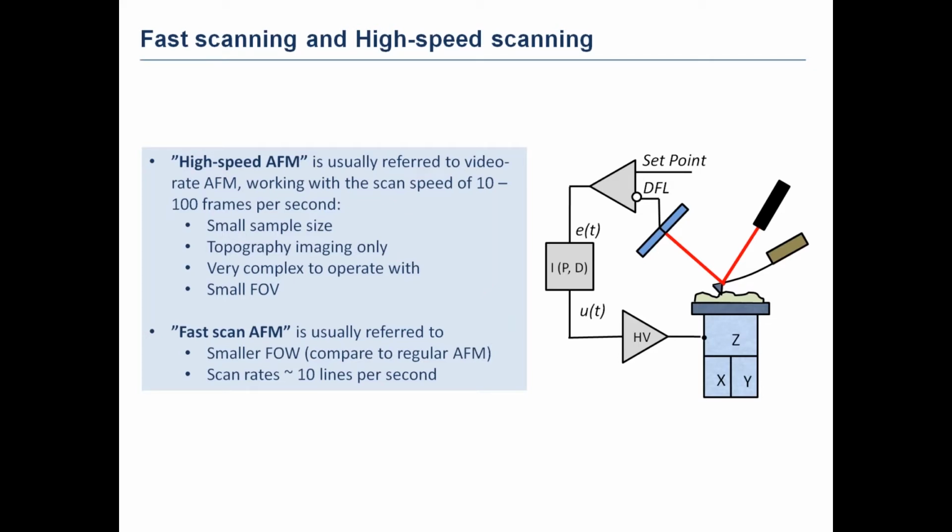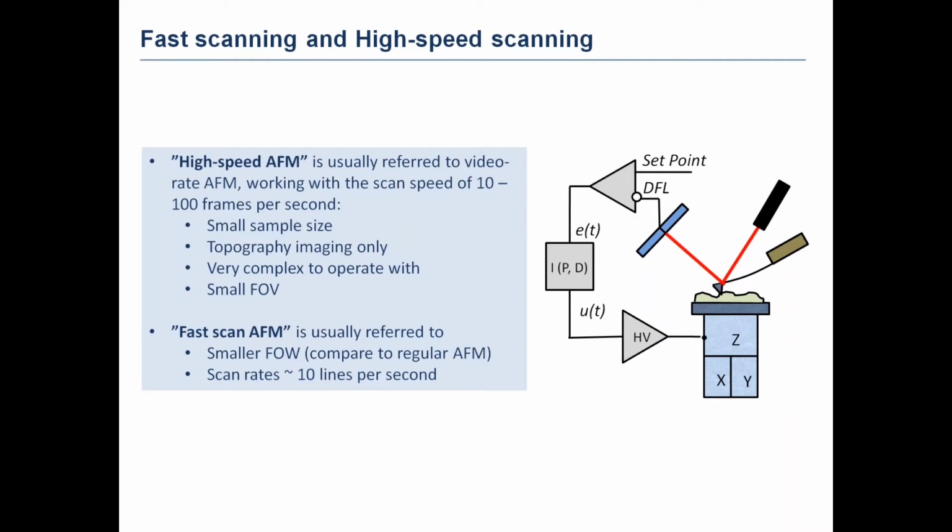First term is the high-speed AFM, that is usually referred to as the video rate AFM, working with a scan speed of 10 till 100 frames per second or even with a higher speed. And these AFMs have their own niche, but they usually have small sample sizes. They usually allow topography imaging only. These kinds of instruments are very complex to operate, and they have a small field of view.